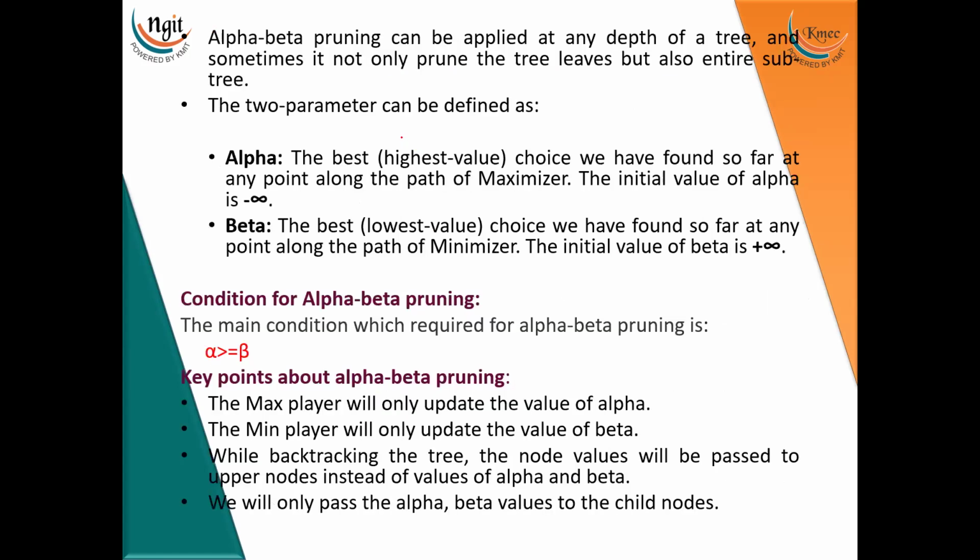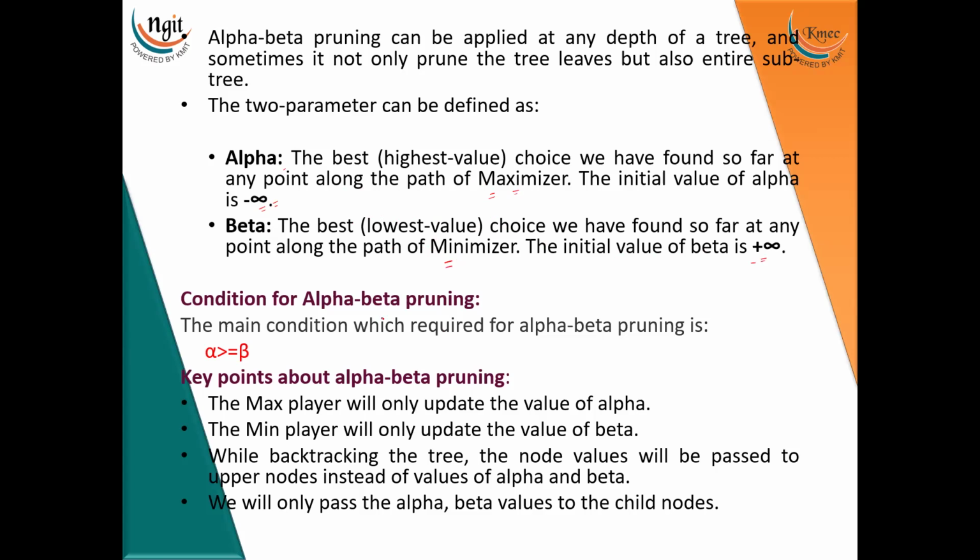The two parameters alpha and beta can be defined as follows. Alpha is the best highest value choice we have found so far at any point along the path of the maximizer. The initial value of alpha is minus infinity. Just remember, the initial value of alpha will always be minus infinity. Coming to beta, it is the best lowest value choice we have found so far at any point along the path of the minimizer. So alpha is for max and beta is for min. The initial value of beta is plus infinity.